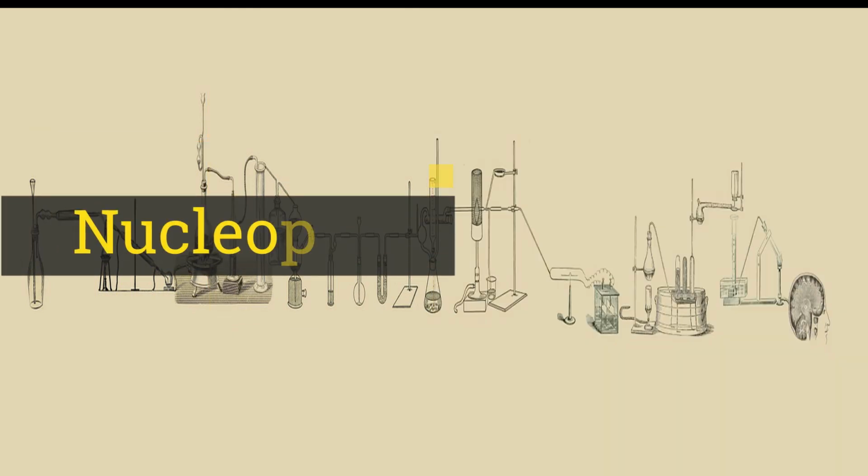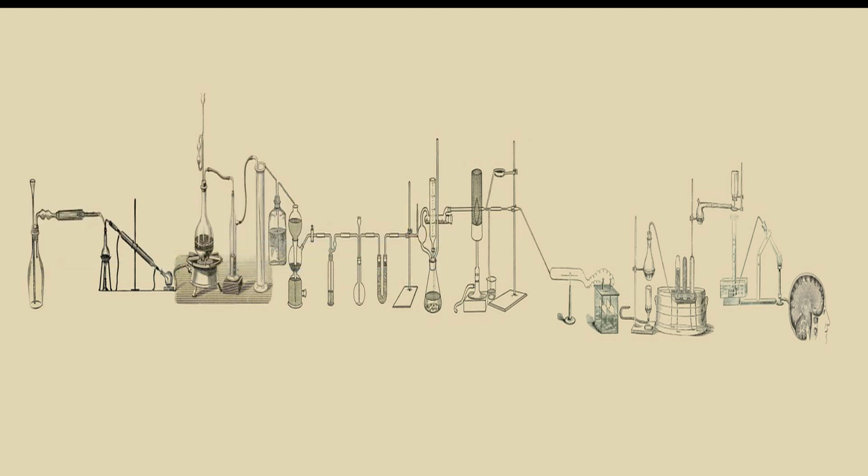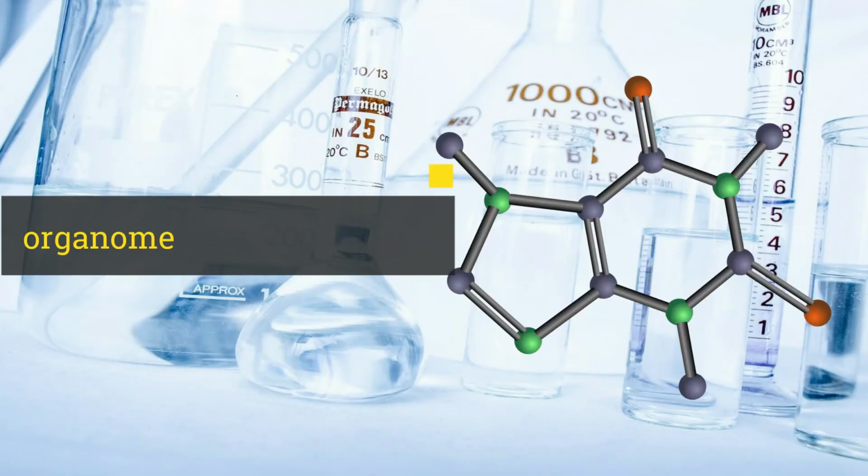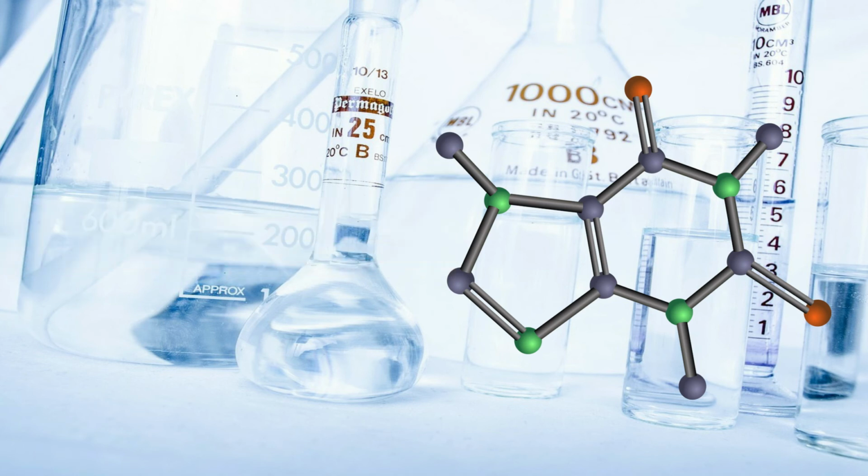Nucleophile. A reagent which can donate an electron pair in a reaction is called a nucleophile. Organometallic compounds. Organometallic compounds are compounds containing a carbon-metal bond. They are named as alkyl metals. An example can be ethyl lithium.